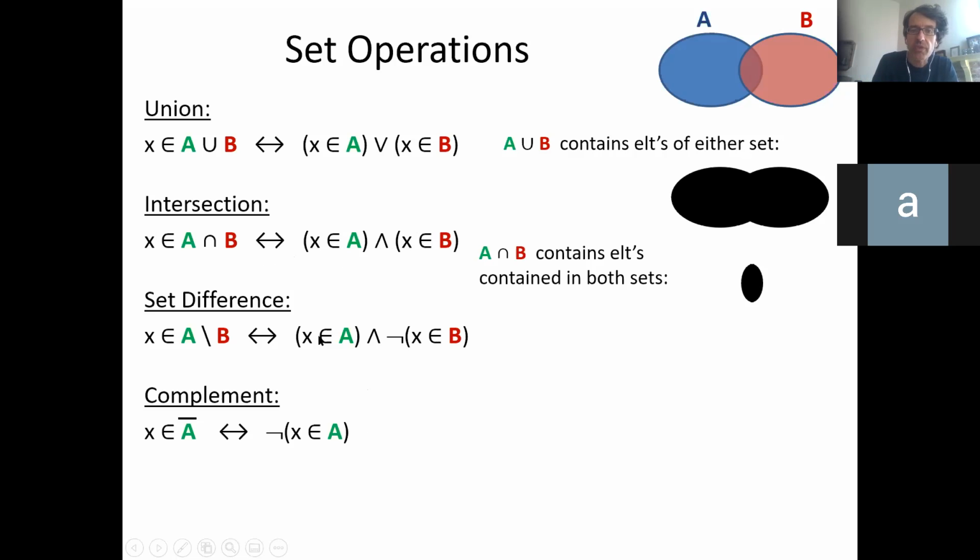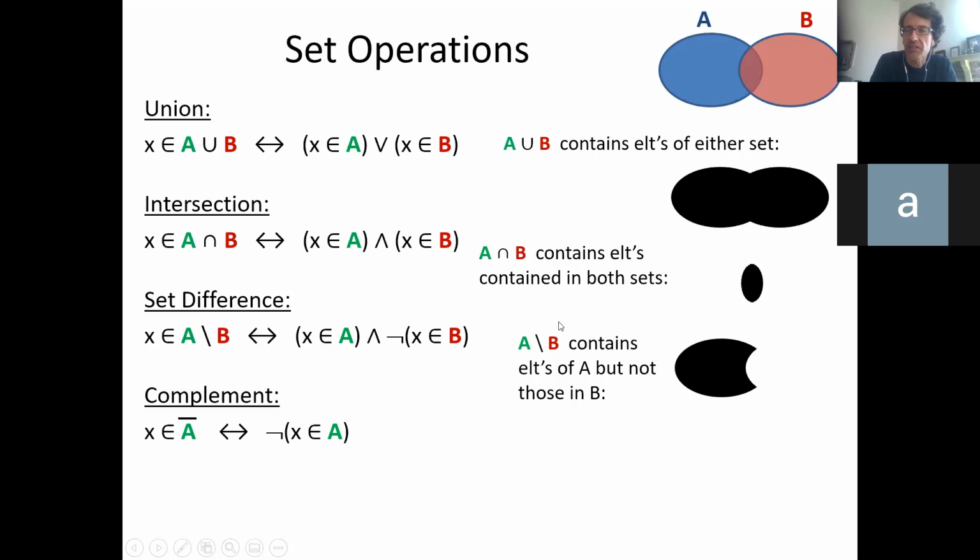Set difference is not a super natural Boolean operation anymore. It's a conjunction with a negation. So A subtract set B, in terms of the Venn diagram, is this shape. It's everything pure blue. You kick out those in blue which are also in red, right? So in other words, you are in the set difference if you are in A, but also you are not in B.